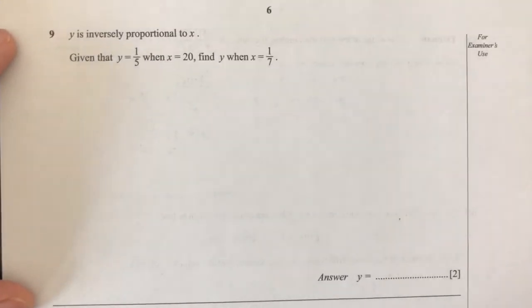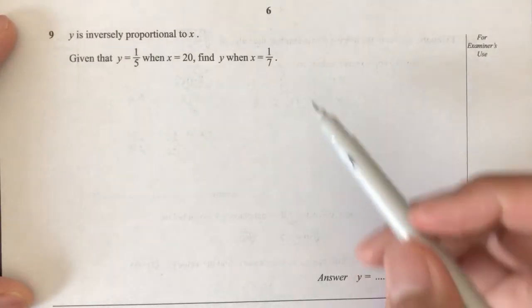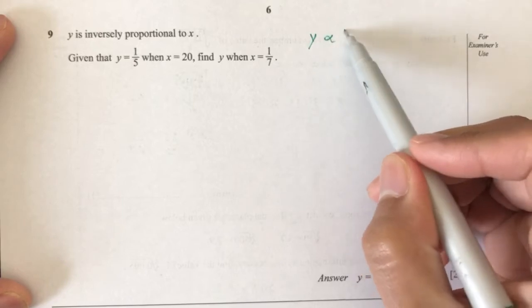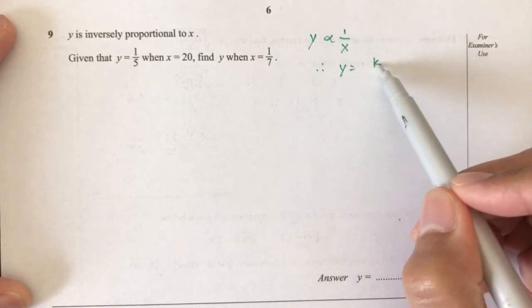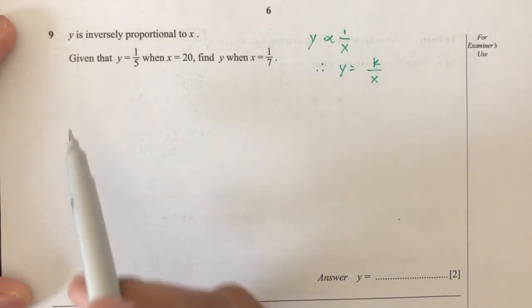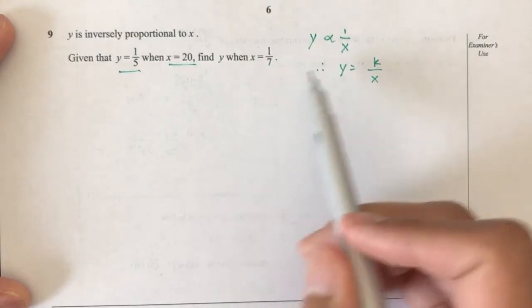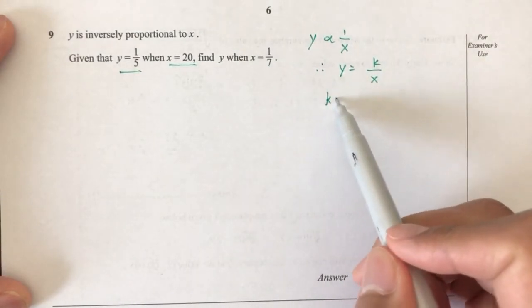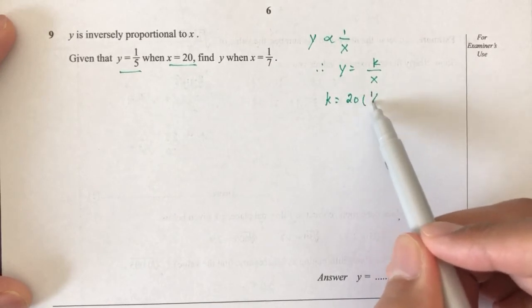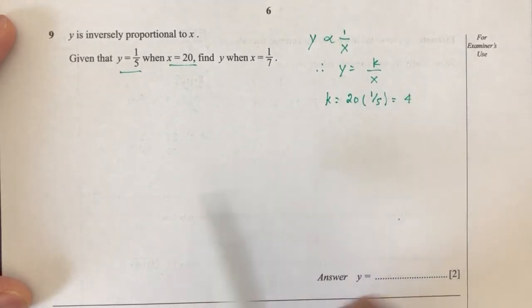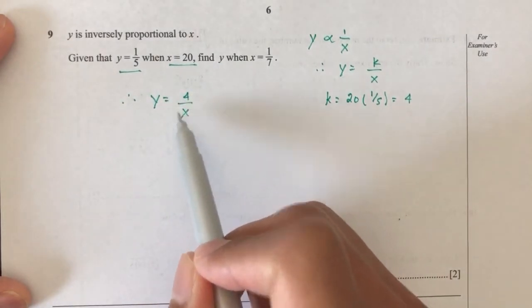So now question number 9. It says y is inversely proportional to x. So write this down. Y is inversely proportional to x, which means y equals k divided by x. Now, given that y is this when x equals this, we first have to find the value of k. K will be x times y, so x was 20, y is 1 over 5, which will be 4. So the new equation is y equals 4 over x.